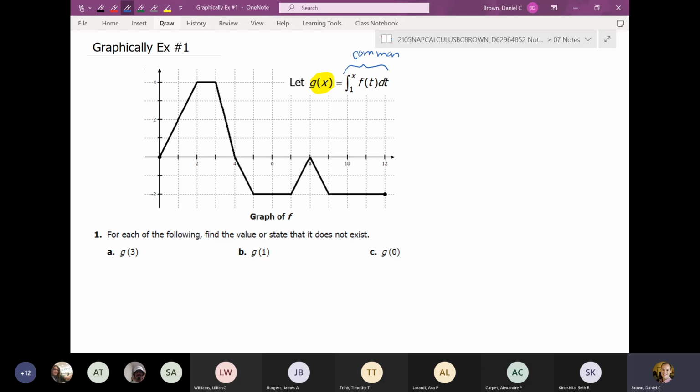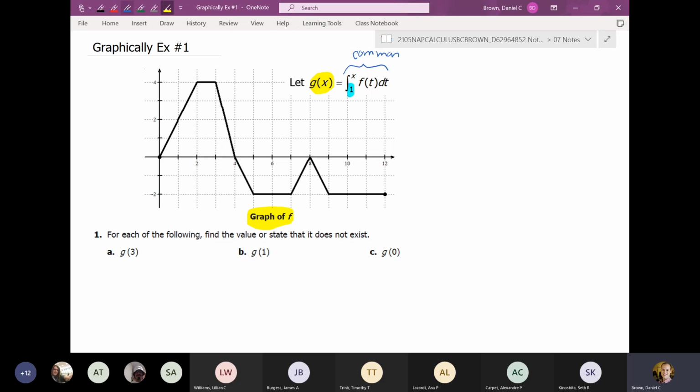You also want to pay attention to where this integral is starting. We know that when we evaluate a definite integral, it is representing area. A lot of these are not going to be starting at 0, so you always want to pay attention to where that integral is going to start. And then we notice that this is the graph of f, not the graph of g. So we have g of x, it's the integral of f, and this is the graph of f for us to use and answer our questions with.